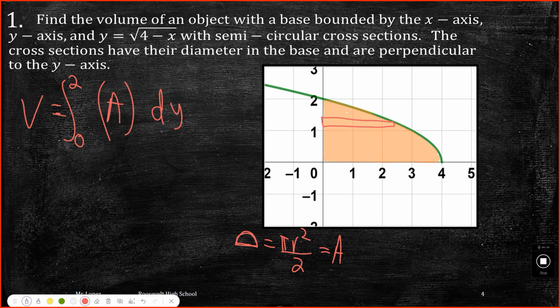Okay, let's put that in there. So volume is 0 to 2. Area is pi r squared over 2 dy. R, the cross section has the diameter in the base, so it's going to go like that.